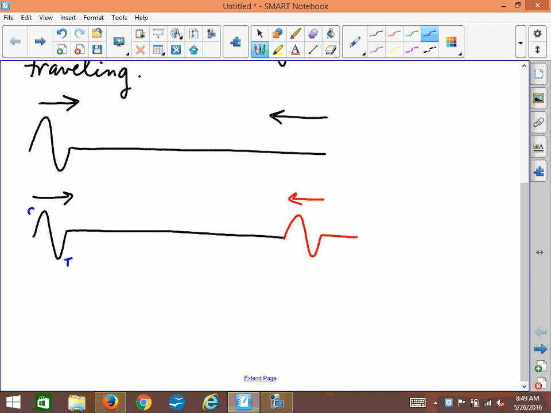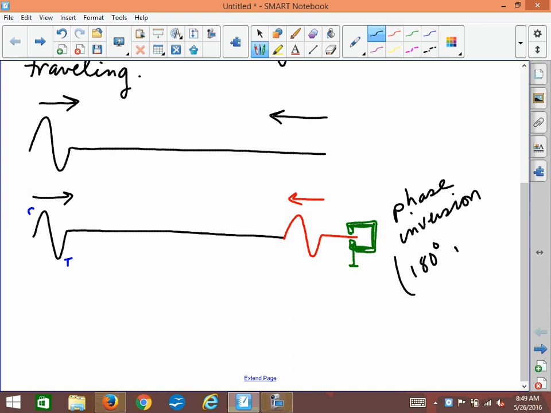But when it hits this end of the string, if the end of this string is fixed in place and held tightly, I'll draw a little clamp here, so that it cannot move, then what we get is an inversion, phase inversion. Or what that means is a 180-degree phase shift from the reflection off of this end that's fixed in place. This is called a fixed end. Or sometimes we refer to it as a closed end, as you'll see in different circumstances.